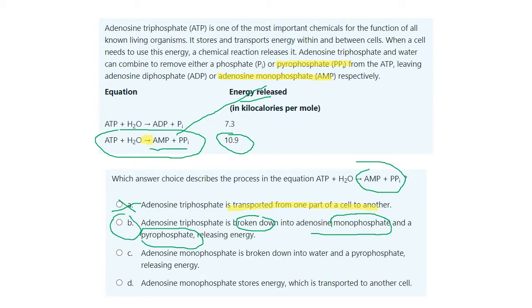C, adenosine monophosphate is broken down into water, but the adenosine monophosphate is the AMP. This is a product, not a reactant. So this is what is being made, not what is being broken down. Answer C is not correct. D, adenosine monophosphate stores energy which is transported to another cell. Again, we're not talking about transportation, we're talking about a chemical reaction. When we have equations, we're talking about chemical reactions. So answer B is correct.